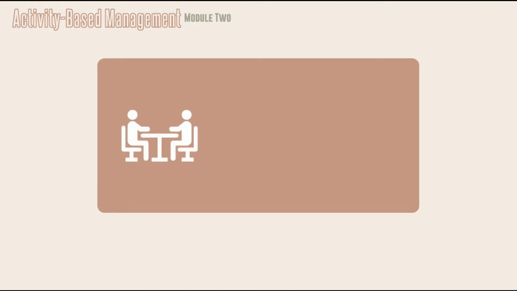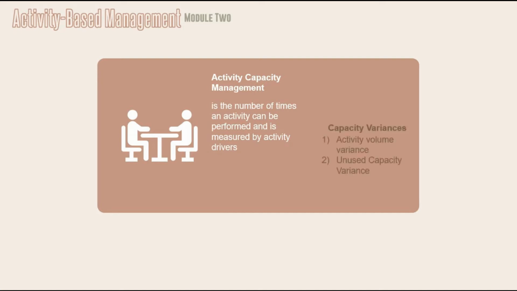Now on to the last topic, which is activity capacity management. Activity capacity management is the number of times an activity can be performed and is measured by activity drivers and capacity variances. The capacity variances are activity volume variance and unused capacity variance.